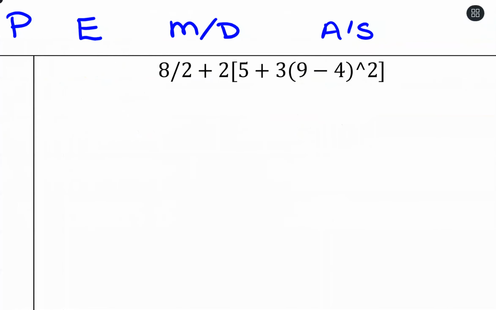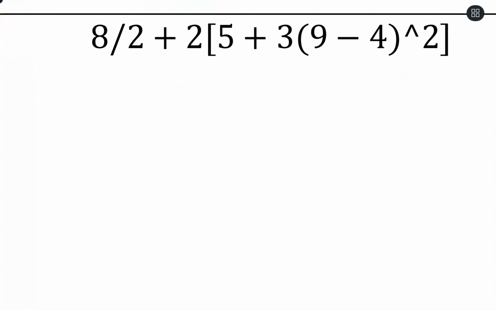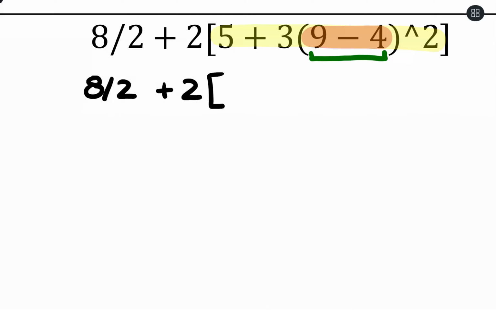Okay, let's go on to this next one here, which has a lot more going on. So we have parentheses. So what I'm going to do is first see this large grouping here, but then within the parentheses, we have another set of parentheses. So really, I want to start there. So we want to simplify the most inner parentheses first. I'm going to leave everything else the same. So 8 divided by 2 plus 2, square bracket, 5 plus 3. And in those parentheses, we have 9 minus 4, which is 5.